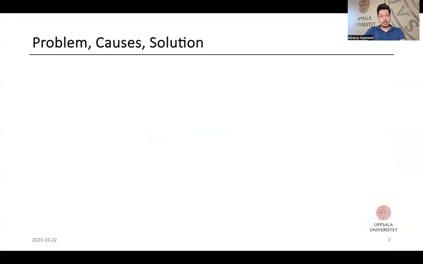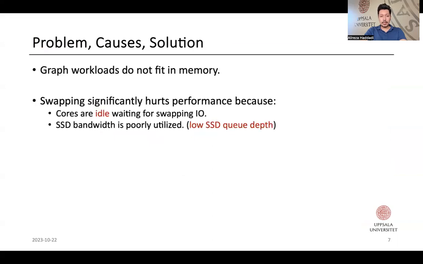Let's review the problem and its causes. So the problem we had was graph workloads do not fit into the main memory, and swapping as a commodity approach significantly hurts the performance because cores are idle and waiting for this swapping IO, and the SSD bandwidth is poorly utilized because there is a low SSD queue depth.